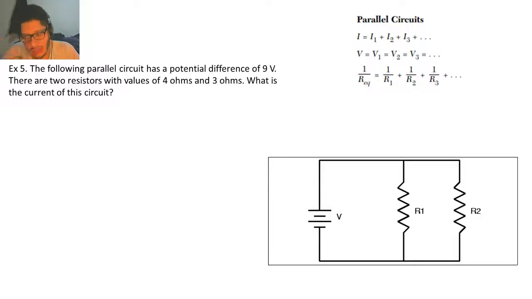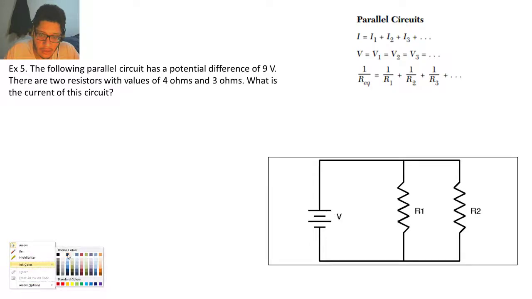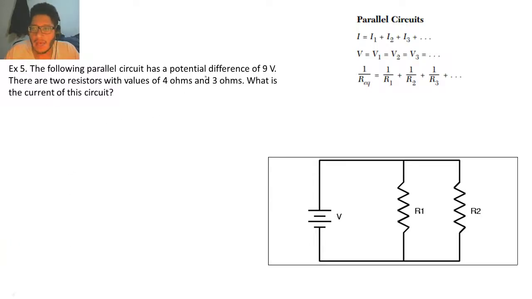Now we're going to change this up again. We're going to make the same change that we made to the series circuit. I'm going to decrease by 1 resistor. Okay, I've got a potential difference of 9 volts. Cool. So I know that my voltage is 9 volts.